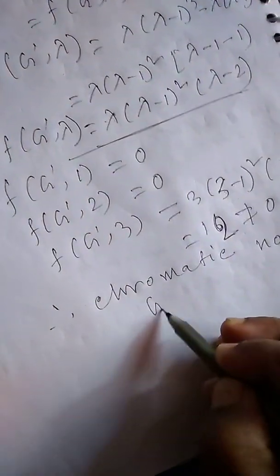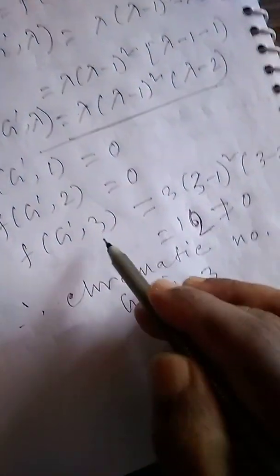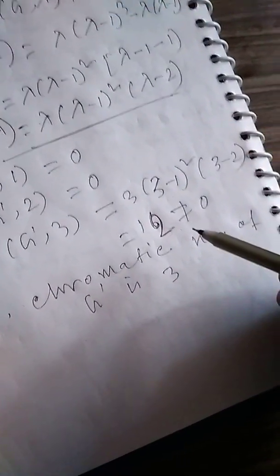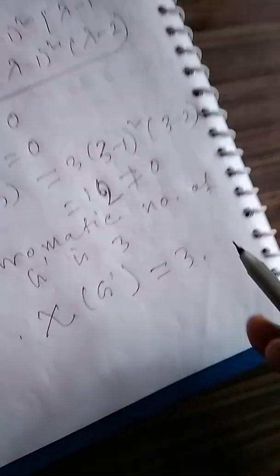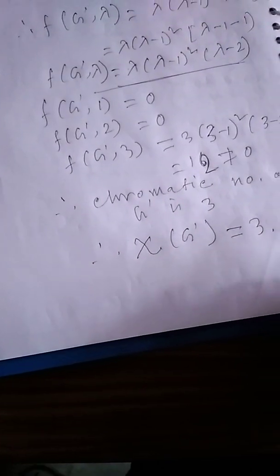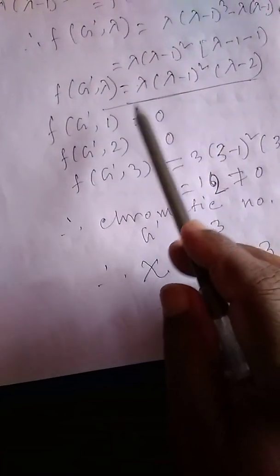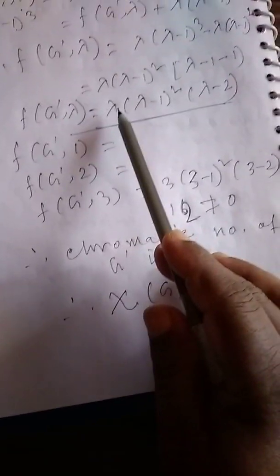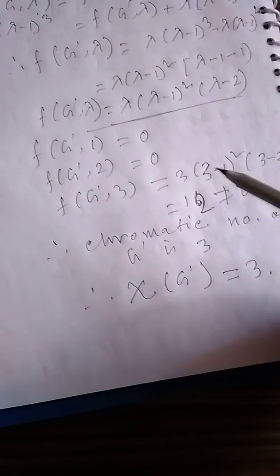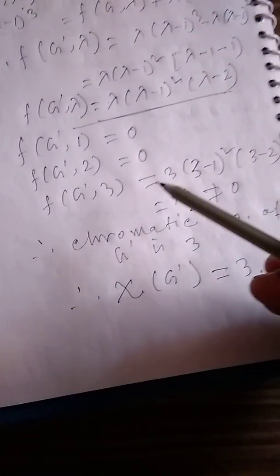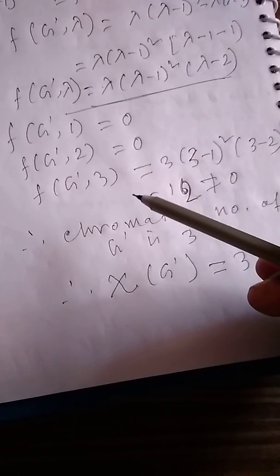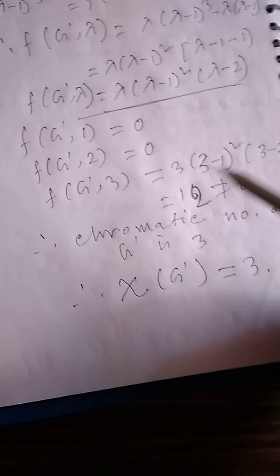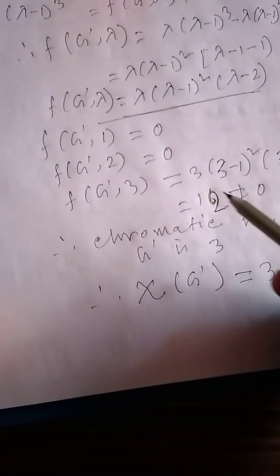Therefore, the chromatic number of g dash is 3, because lambda equal to 3 is the minimum value of lambda for which the chromatic polynomial is not equal to 0. Okay, so this is the chromatic number. How to find the chromatic number? You can put lambda equal to 4, then this is also not equal to 0, but we are taking lambda equal to 3. Why? Because we have to take the minimum value of lambda for which the chromatic polynomial is not equal to 0. So 3 is the chromatic number of graph G.